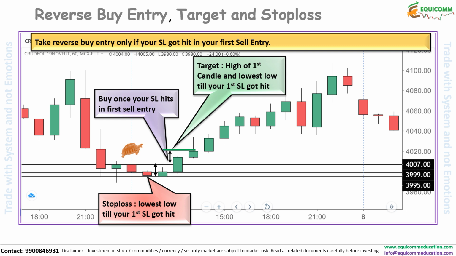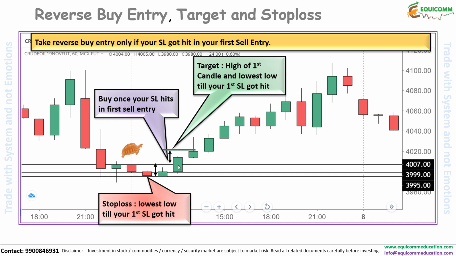I have sold at 3998. What is my target? 3990. How did it come? 3998 minus 8 is equal to 3990. That was my target. But the price only came to 3995, till here. My target was 3990, it did not touch, and then it turned back. What was my stop loss in the first sell entry? Stop loss was 4008, and it touched 4008. The moment it touched 4008, I have to exit my first sell entry.